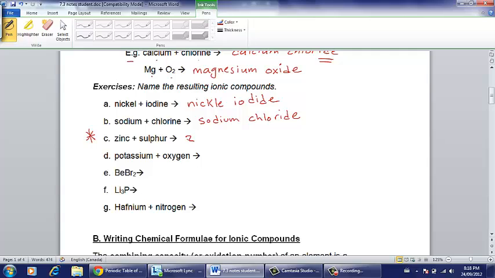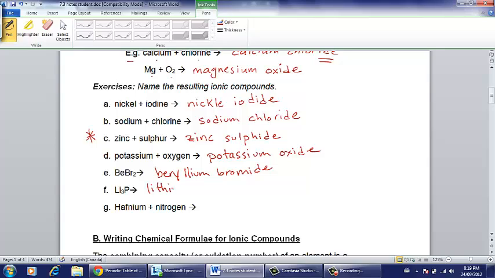To check your work, you should get zinc sulfide, followed by potassium oxide, beryllium bromide, lithium phosphide, and hafnium nitride.